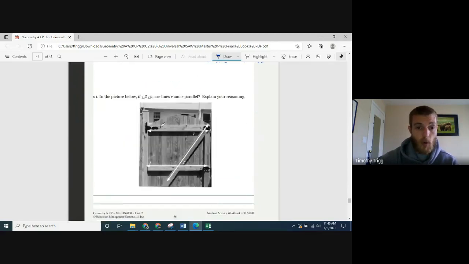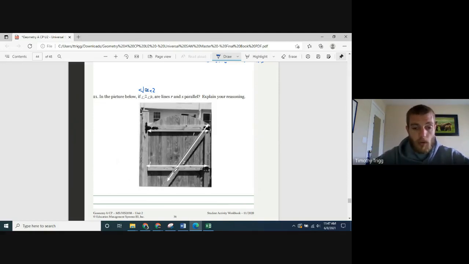All right, let's move on. Question 21. There's a bit of a typo here. You could see it in the problem. It says in the picture below, if angle, and you can't really see what it says there, but it should say angle 1 is congruent to angle 2. That's what it should say. Are lines R and S parallel? Explain your reasoning. So again, we want to show that lines are parallel, right? Because it says, are these two lines parallel, R and S?